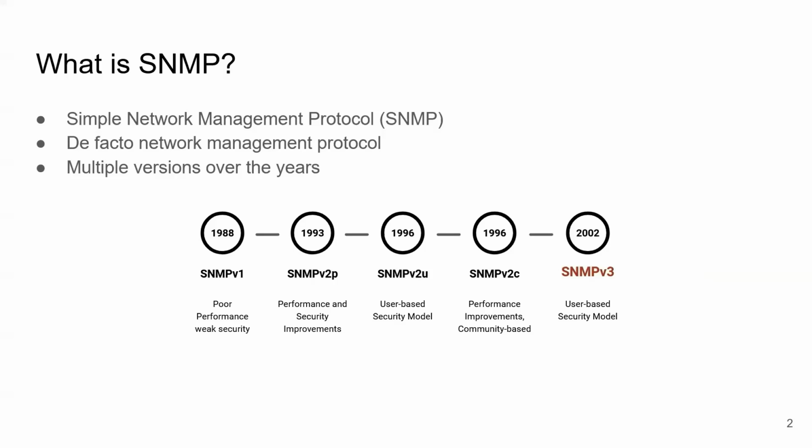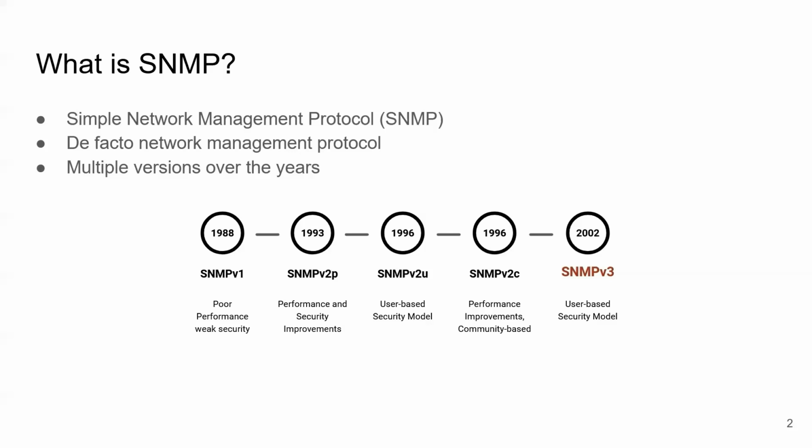SNMP version 2 offered many improvements over the previous version, but it also increased the complexity of the protocol. Many different variants of this version were developed, with each having a different security model, but only a community-based version was widely adopted. Other variants were deemed obsolete due to their complexity and overhead. Ultimately, version 2 was not able to solve the security issues found in the first version.